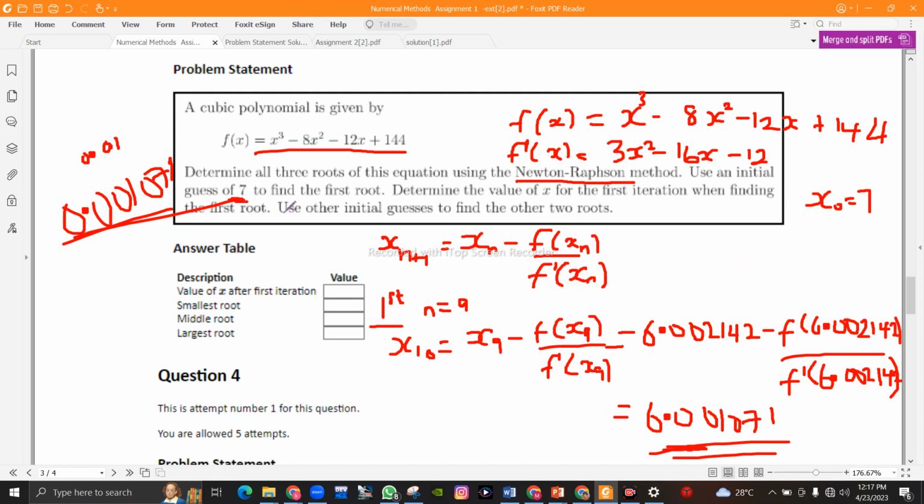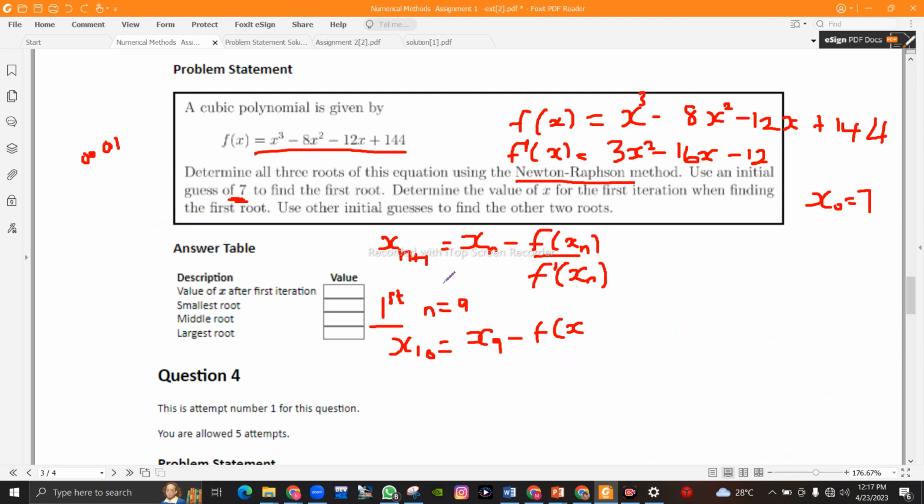They said using an initial value of 7, it shows that the root of this equation is 6.00. If you continue, the answer will actually be 6. As the iteration tends to infinity, the answer will tend to 6. So let's look at another guess. You have to find the other root by taking another initial guess.